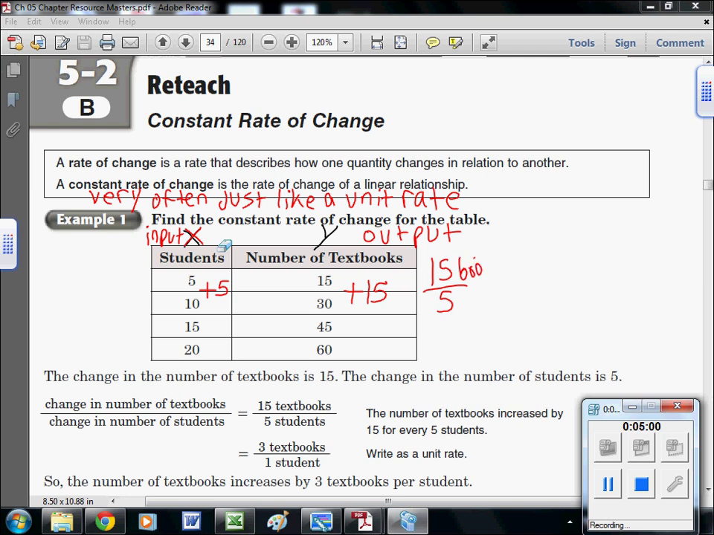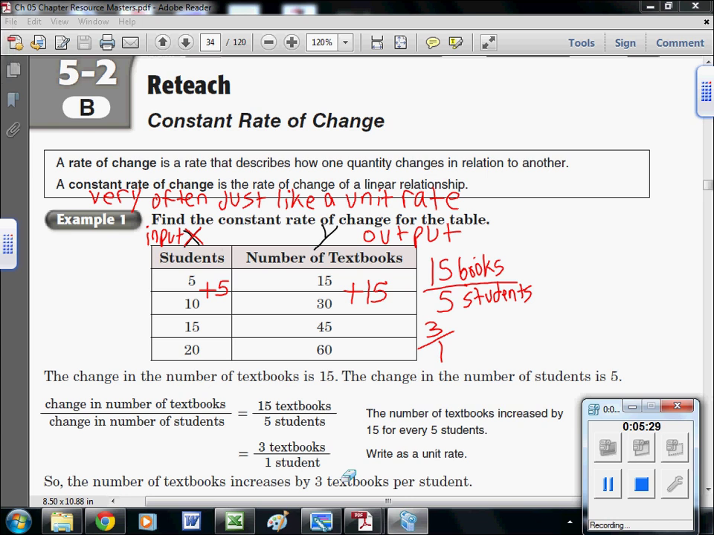That's 15 books. Just like when we're talking rates at the beginning of chapter 4, that's 15 books per 5 students. So in words, we would say 15 books for every 5 students, or 15 books per 5 students. And that is a rate that we can simplify. 15 over 5, 5 goes into both of them, so that gives us 3 over 1. So we're going to call that 3 textbooks per 1 student, or 3 textbooks for every 1 student.